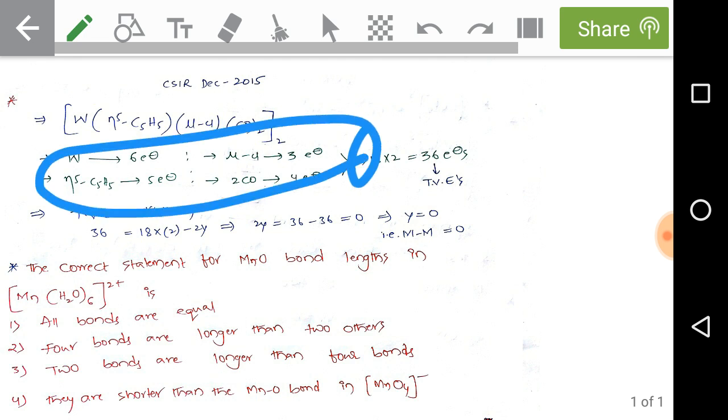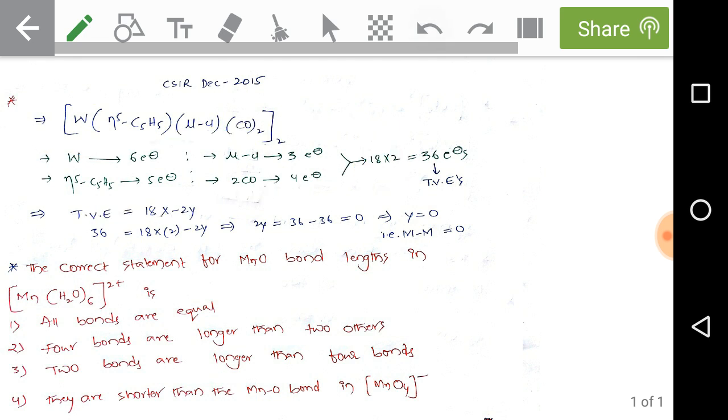So from this we can get 18, so 18 into 2, because we have been given a dimer, so it results in 36 electrons. This is the total valency electron count in the given tungsten metal complex. By using this formula, that is, total valency electron count is equal to 18x minus 2y, which simply results in y equal to 0.